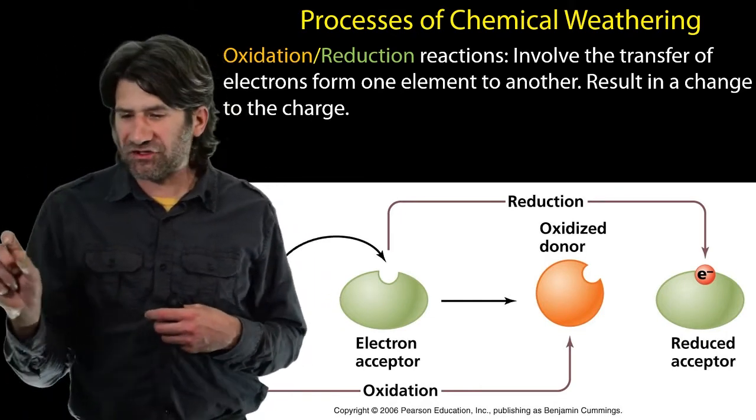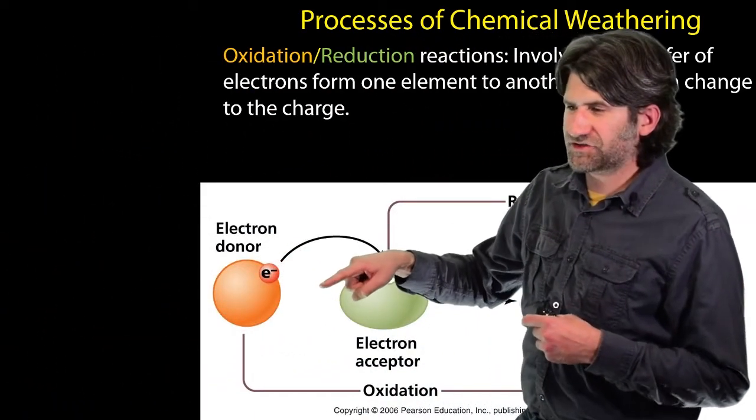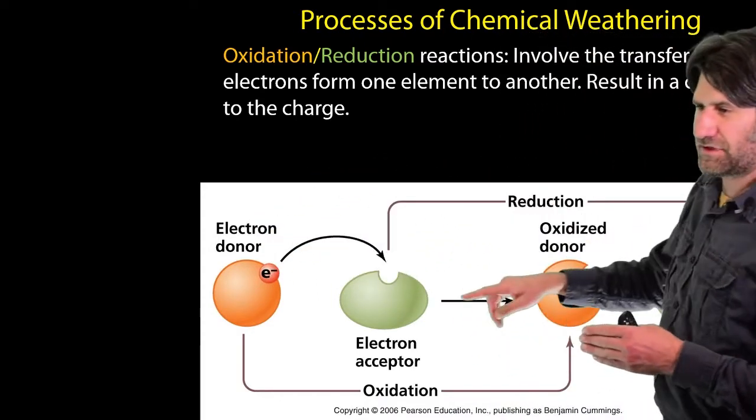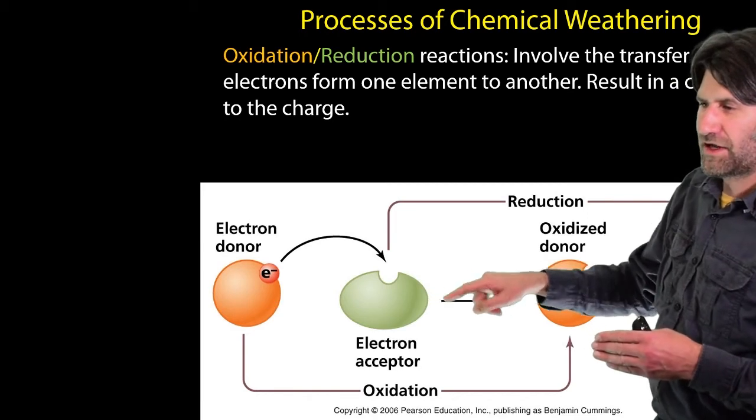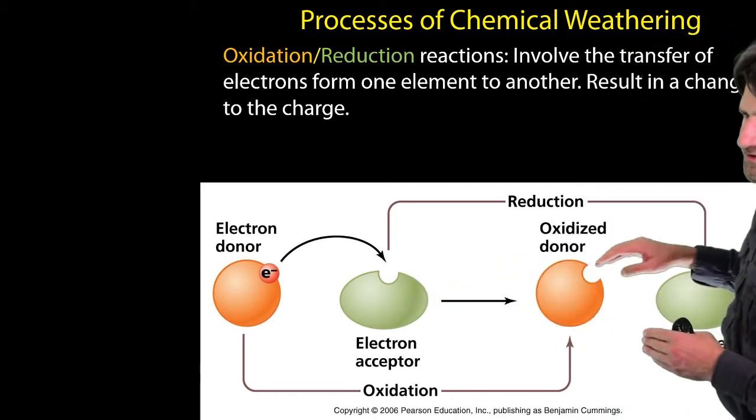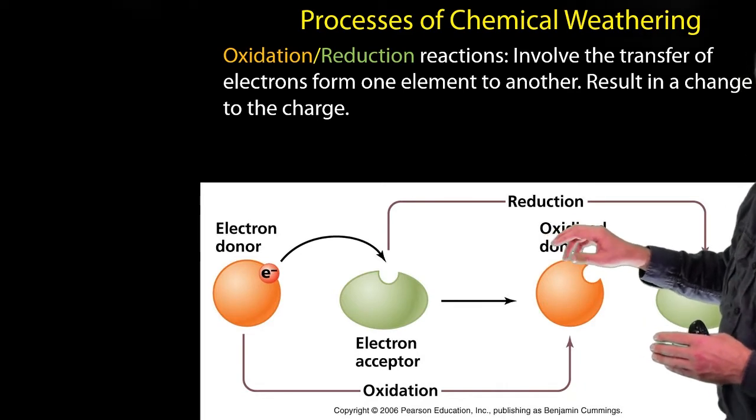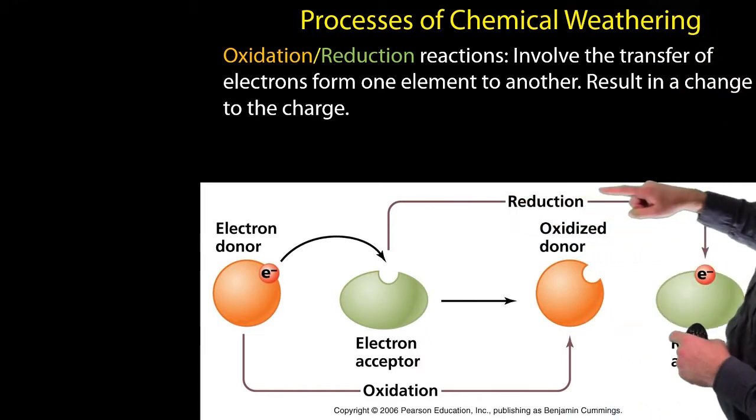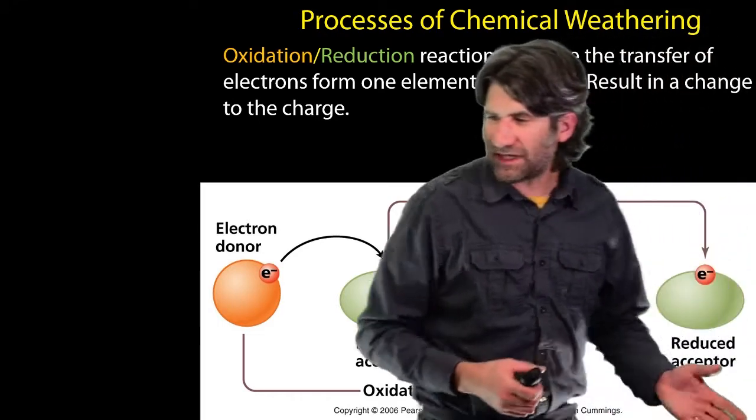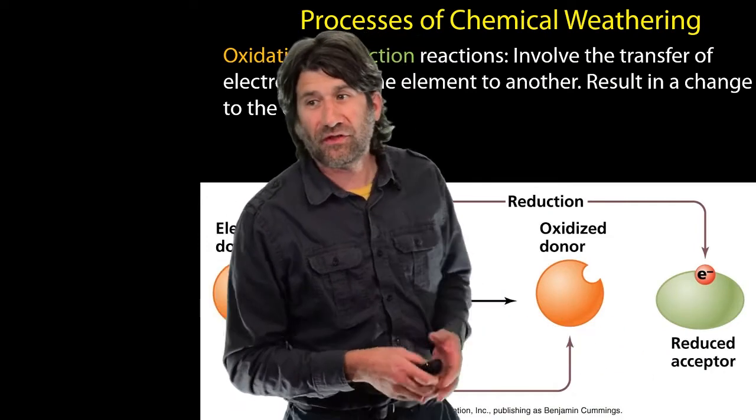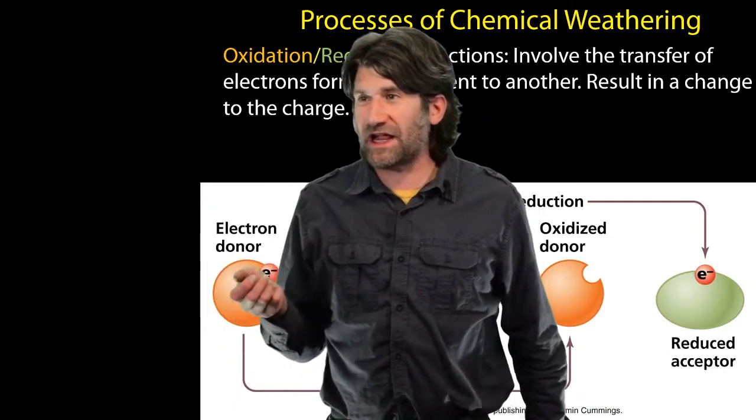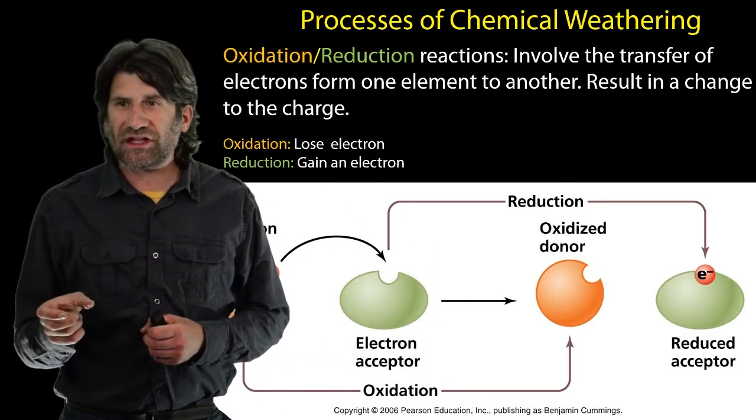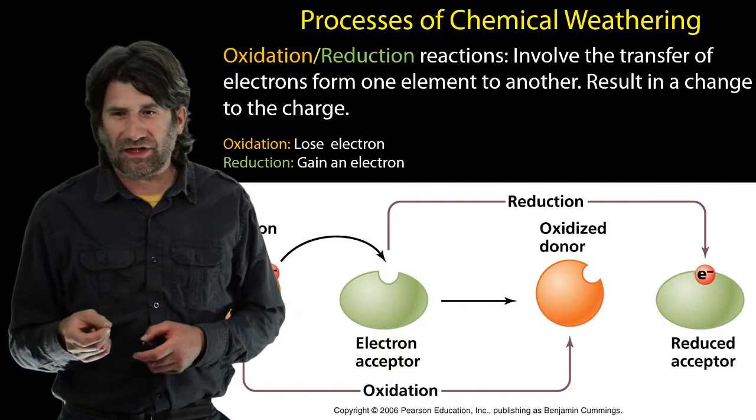So here's an oxidation reaction where we have an electron donor that donates the electron, and then we have an electron acceptor, and so that would be an oxidation reaction, and then we end up with an oxidized donor, and then the reduction reaction is when we actually gain an electron, and so that ends up being a reduced acceptor there. So, oxidation reduction reactions. Again, a nice way to think about it: in oxidation, you're losing electrons. In reduction reactions, you're gaining electrons.